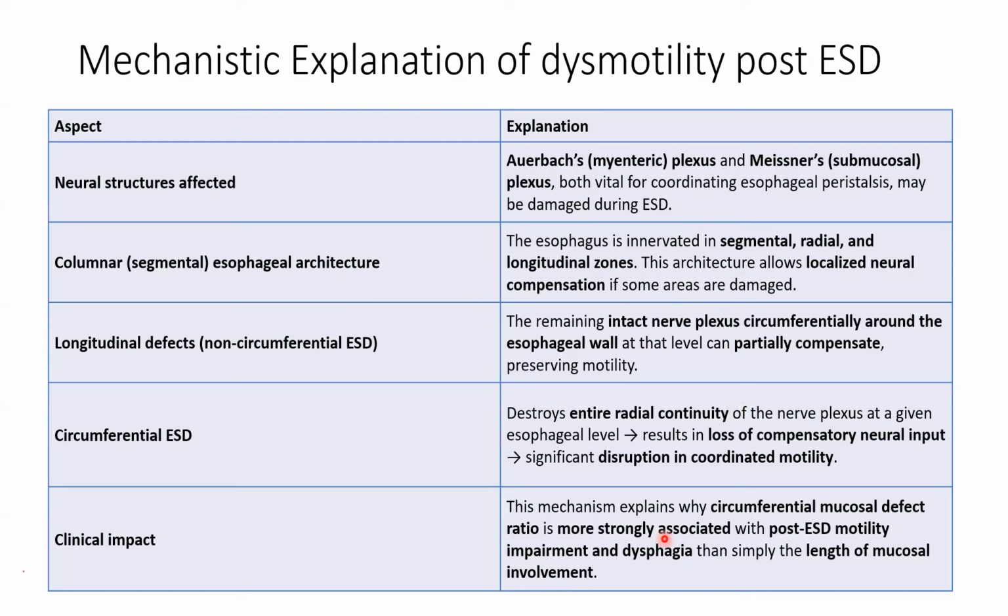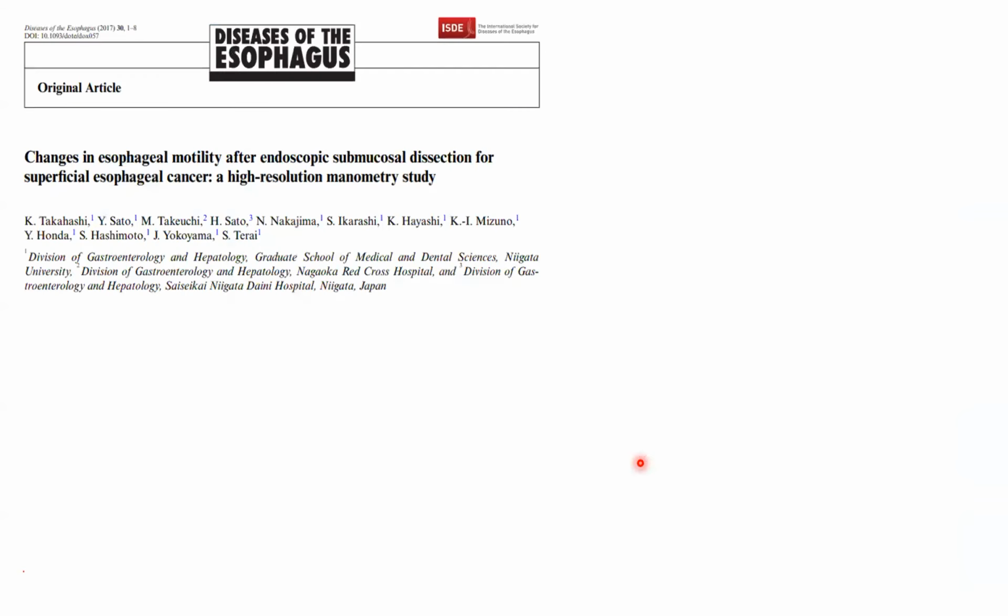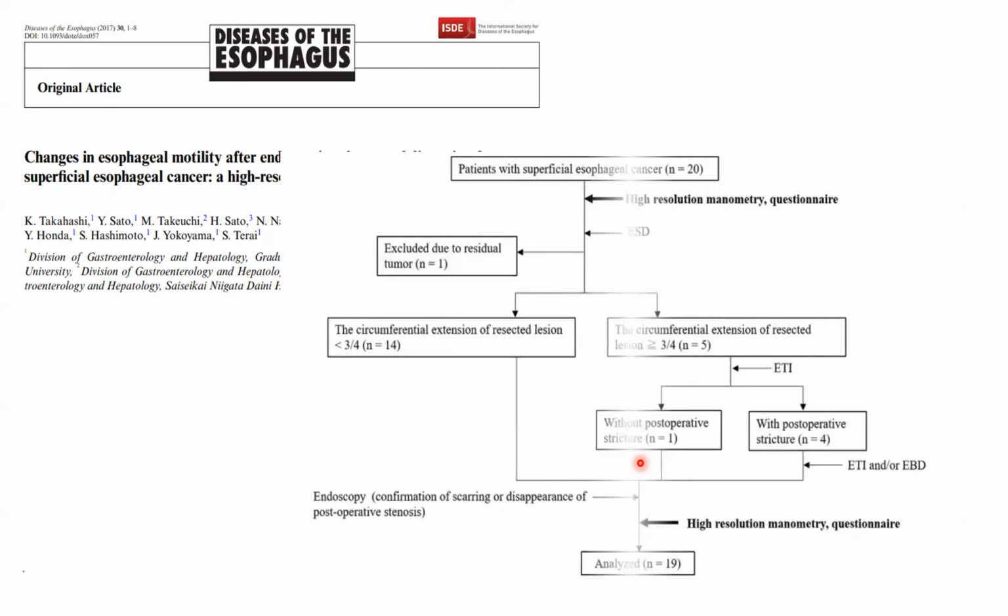The clinical impact is that if you're doing a circumferential ESD, there is a change in the circumference. The circumferential mucosal defect ratio is much higher, so that is strongly associated with post-ESD motility impairment and sometimes dysphagia. So why am I saying all that? Because there are some studies saying so. This is a good study again. All of these studies come from Japan, where ESD has been going on for many years now. In India, we have just started in probably the last few years. So this was on change in esophageal motility after endoscopic submucosal dissection for a superficial malignancy.